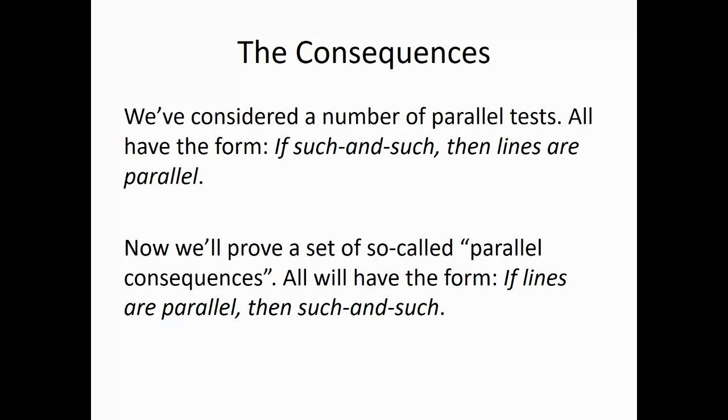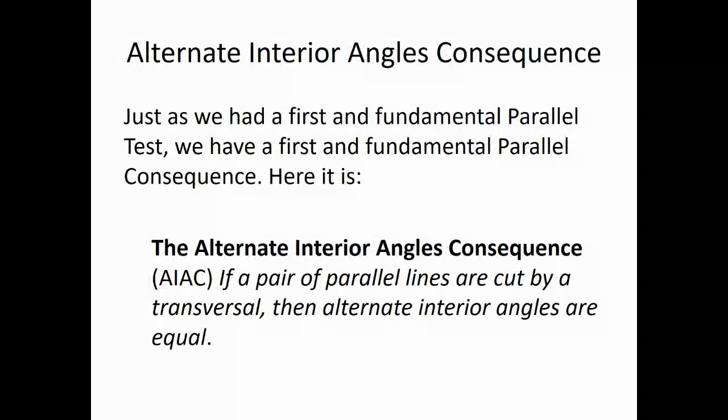If lines are parallel, then such and such. And of course, the such and such will be about some special pair of angles. The reason why I call these the consequences is that they are the consequences of the given that lines are parallel. Now, we had a first and fundamental parallel test. That was the alternate interior angles test. We also have a first and fundamental parallel consequence, and it's the alternate interior angles consequence.